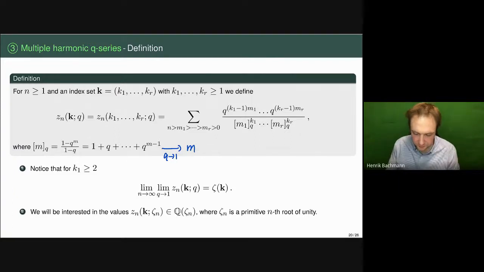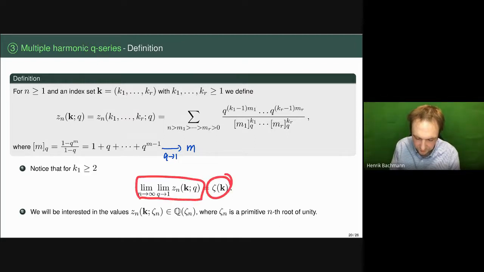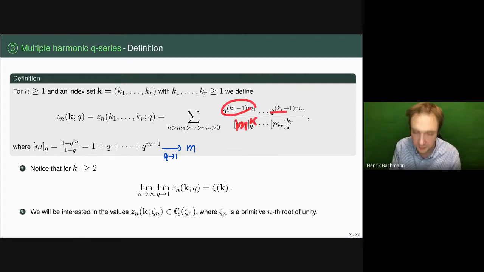So these objects can also be seen as q-analogs of multiple zeta values. What does this mean? It means that if I take n goes to infinity and then q goes to 1, or the other way around, it's easy to see that these objects give back multiple zeta values. Because if q goes to 1, this goes to m to the k, and here everything goes just to 1.